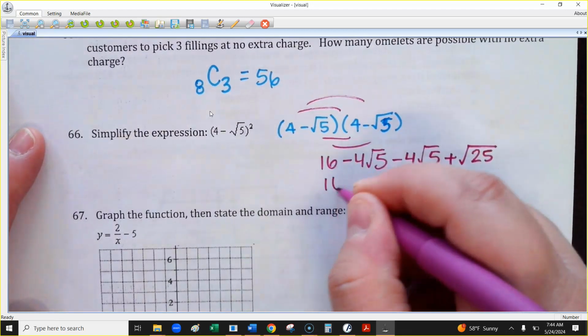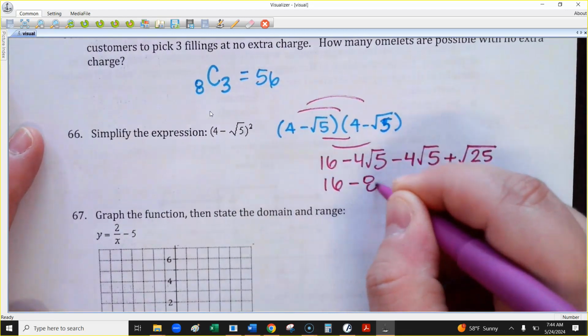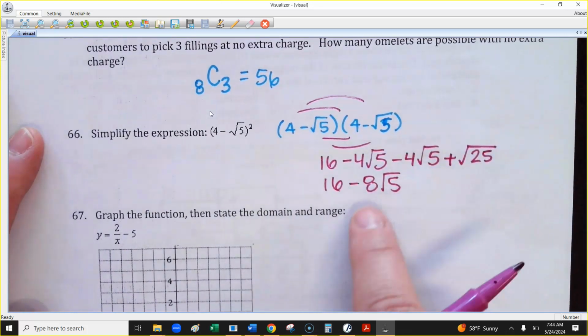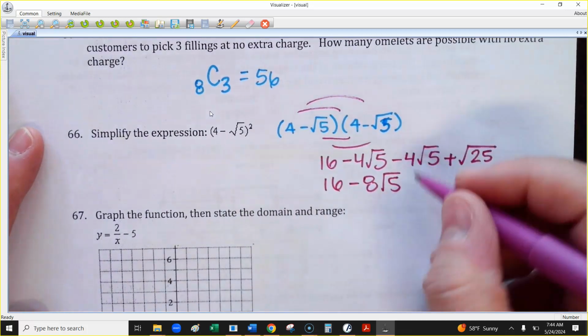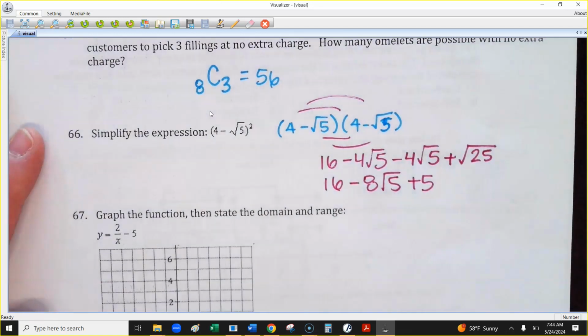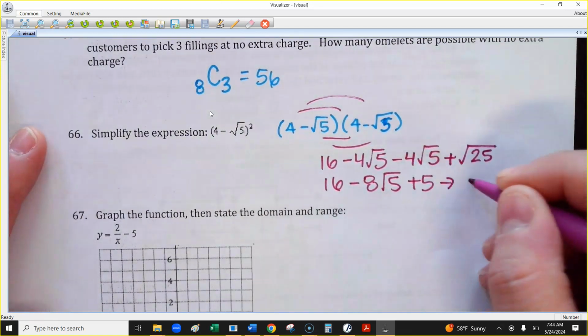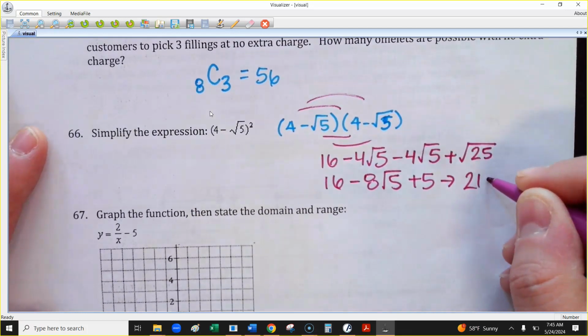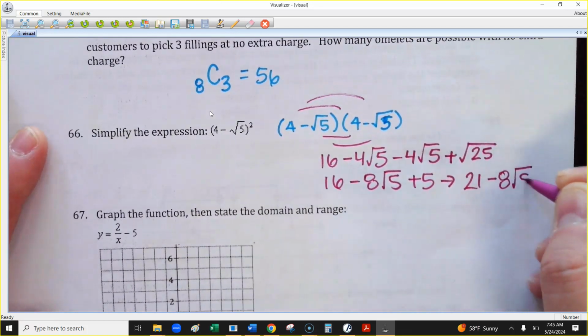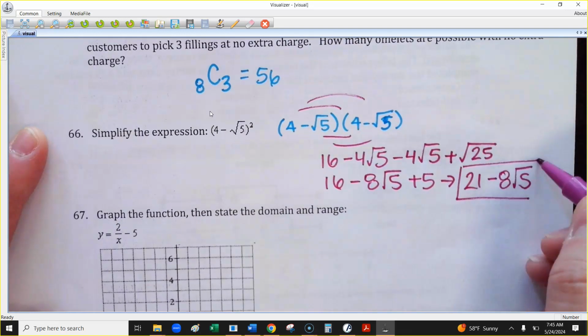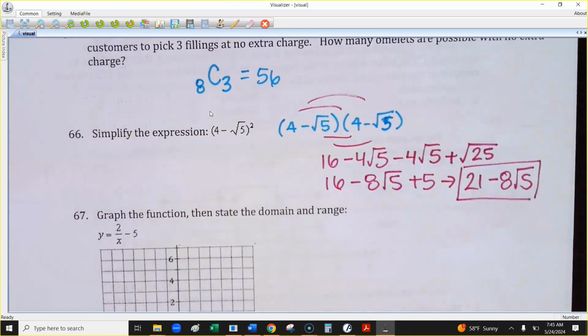So this would be 16 minus 8 roots of 5. This term on the end is plus 5. The only other thing you could do there is combine the 16 and the 5. So my final answer here should be 21 minus 8 roots of 5. And I can't combine anything further there because the 21 does not have a radical attached to it. So don't be tempted to subtract those 2 numbers.